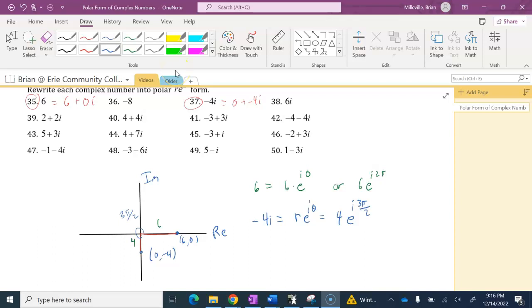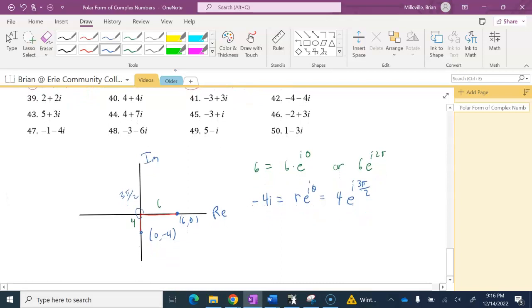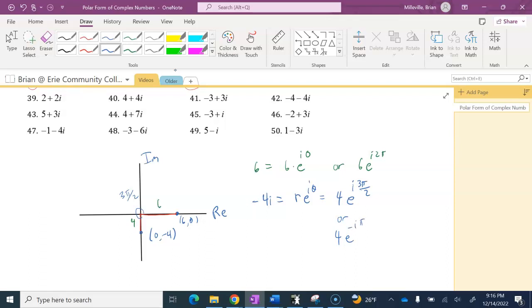All right, likewise, we could rewrite this as... there's more than one way to write this down. Okay, we could use other angles. We could use negative pi over 2. So another acceptable way to do this would be e to the negative i pi over 2 power. That would also be equivalent.